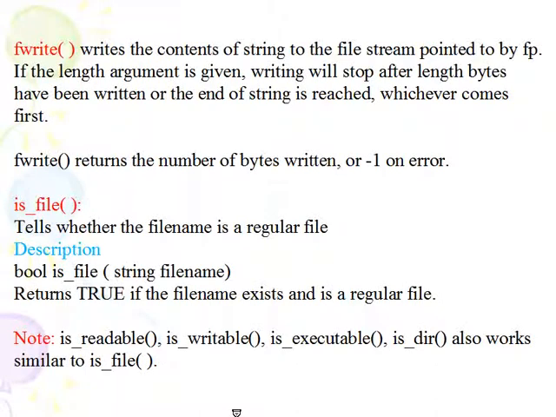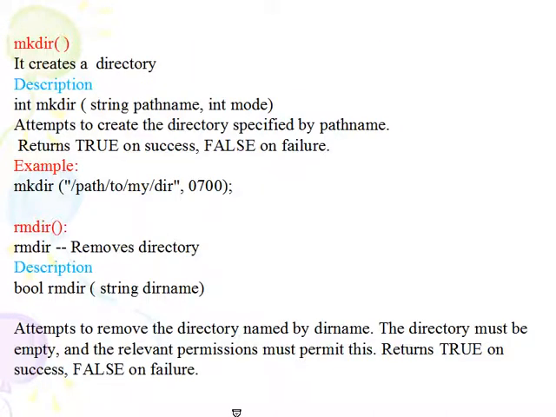The next one is is_file. It is used to check whether the given parameter is a file or not. It returns a boolean value. It returns true if the file exists and it returns false if the file does not exist. The next function is make directory. It is used to create a directory. It takes two parameters. The first one is the path and the second one is the mode.